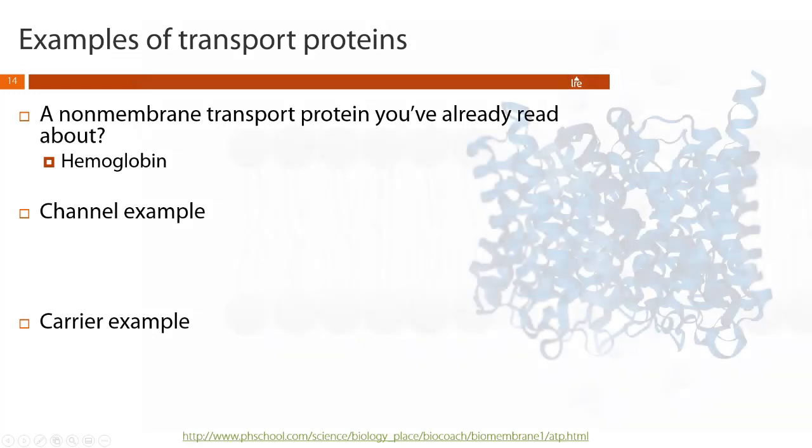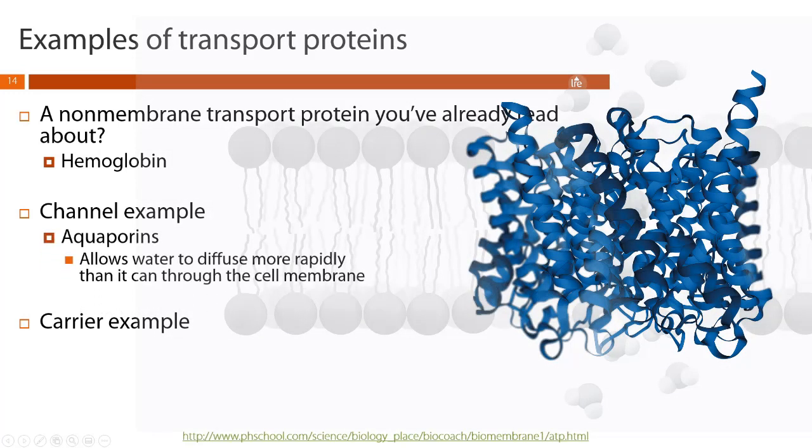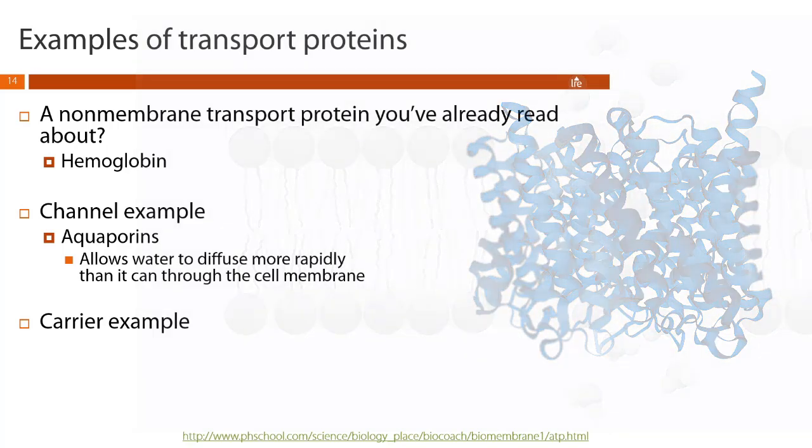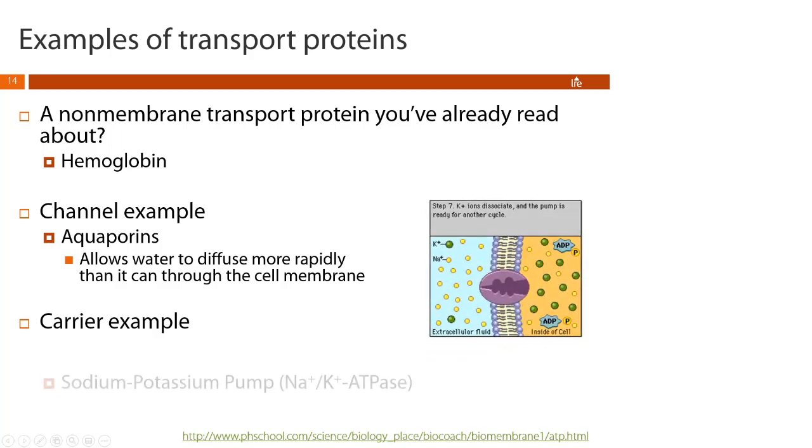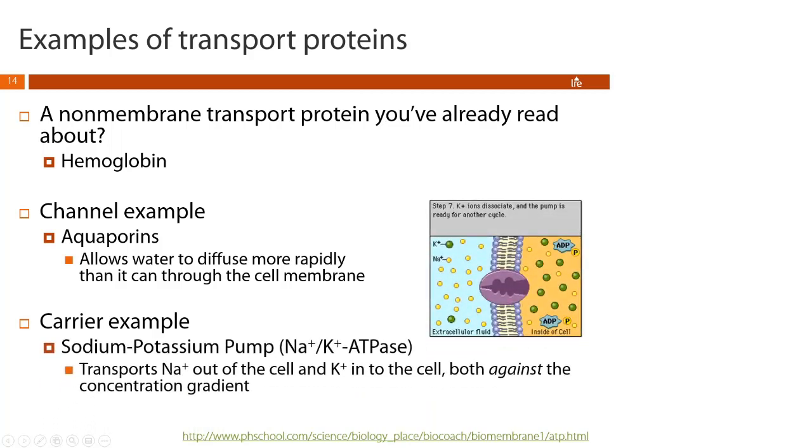So an example of a channel protein would be what we call an aquaporin. So this is a protein that's going to be open to both sides of the membrane at once, and it specializes in moving water molecules. So we know from the lipids module that water can freely diffuse through a biological membrane. So the purpose of aquaporins is to allow it to happen a lot faster. With these specialized protein channels, we can move water much faster through the membrane than we otherwise would be able to. So an example of a carrier protein would be what we call a sodium-potassium pump.